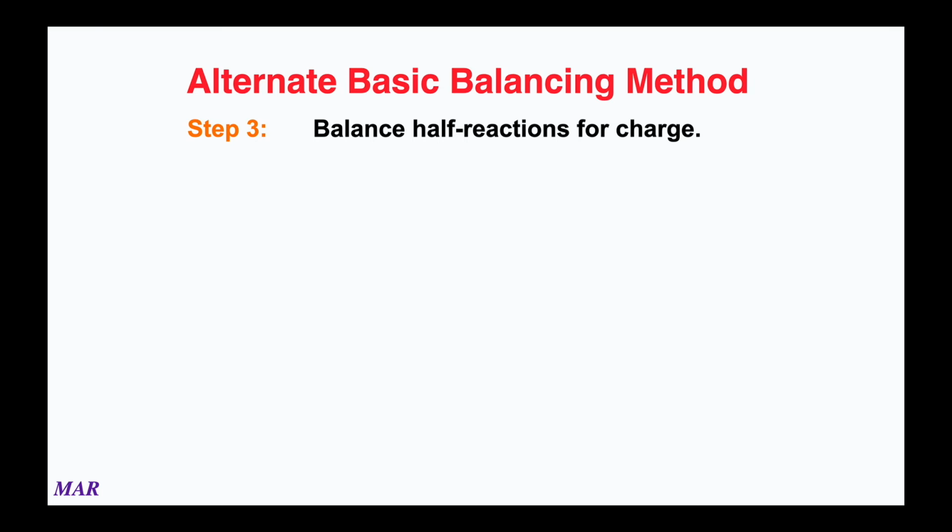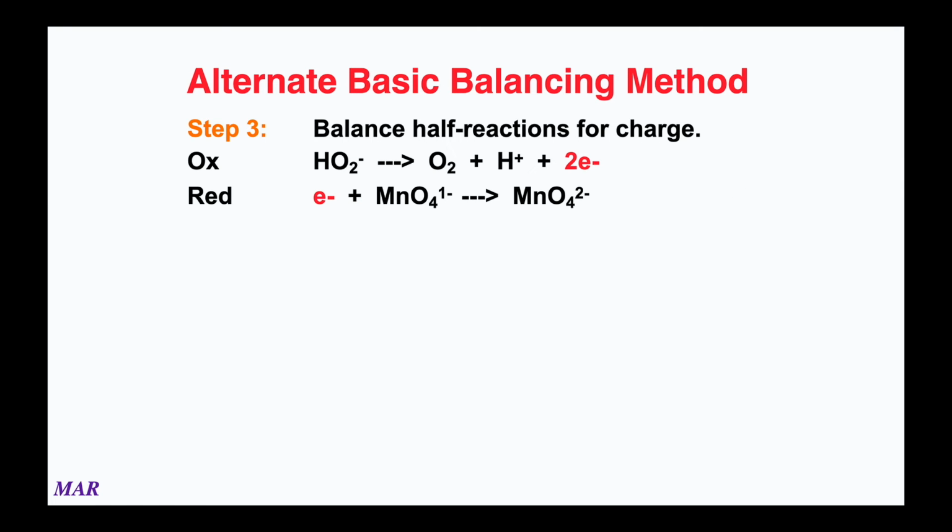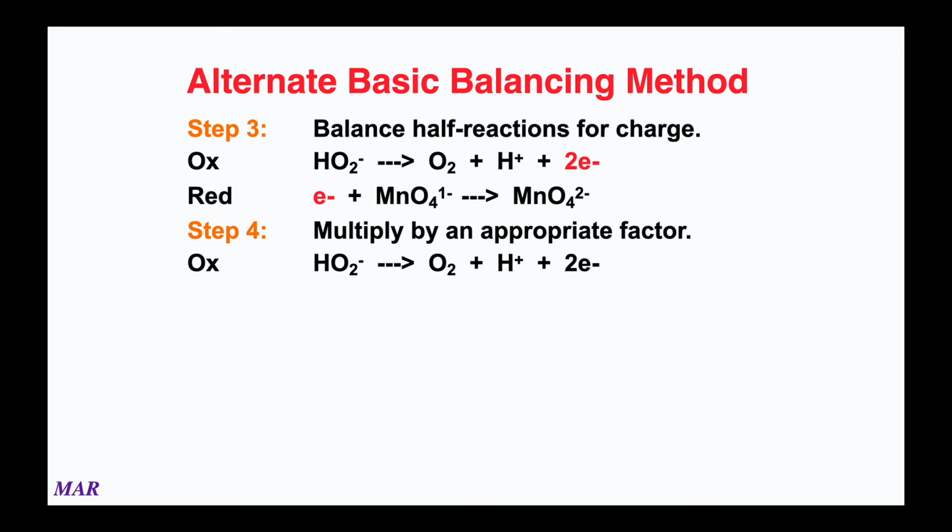Next thing, balance each half reaction for charge. We saw that the one needs 2 electrons, and that hasn't changed. The other one, on the other hand, needs 1 electron, and that's totally fine. These parts won't change. It's only the balancing with H plus and water parts that will change. And then like before, we'll multiply the second reaction by 2.